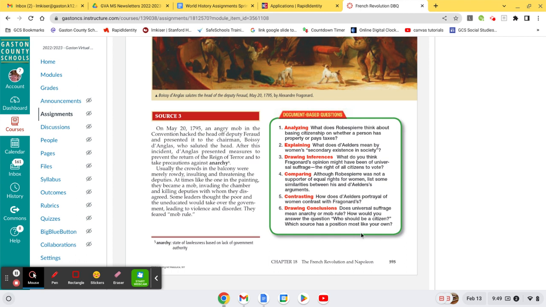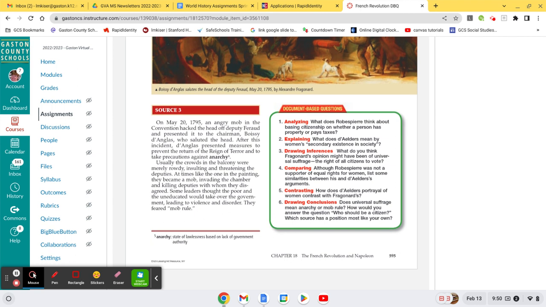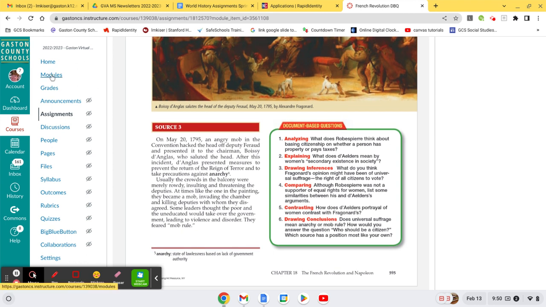Okay. Now, in this last one, you are allowed to give your opinion because that is what you're answering, but you can say, unlike Robespierre, I believe, that's still showing that you understand how your opinion differs from theirs. All right. And then which source has the position most like your own. Okay. You can't just say source two is more like my own and not say anything else. You have to explain why. So the key to all this is explaining and thinking and being very detailed.